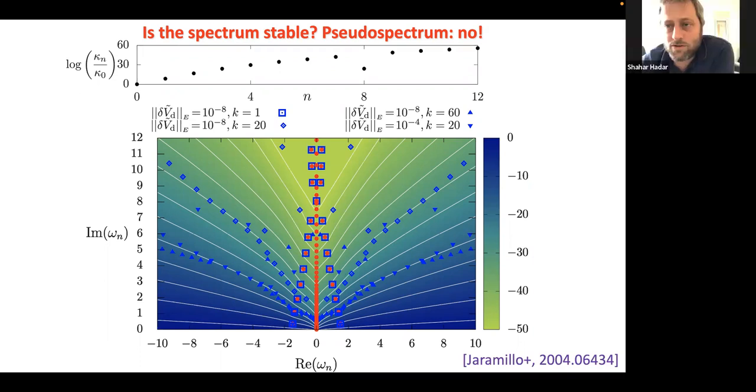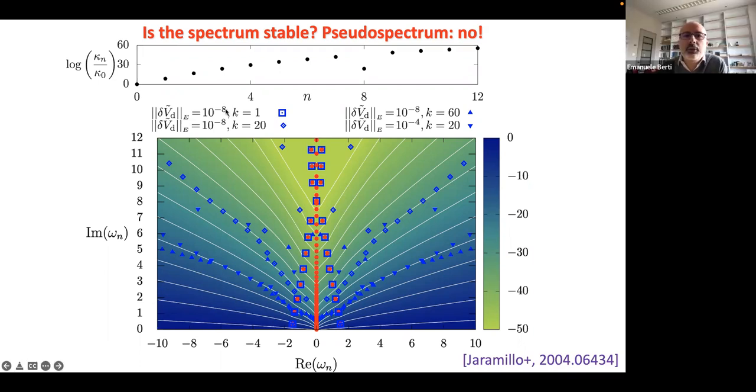Does this depend on the amplitude of the perturbation? It does. In fact, you see here that you take perturbations of order 10 to the minus 8, and then you go to the order 10 to the minus 4. The larger the amplitude, the easier it is to destabilize. But for a given amplitude, large k modes are more likely to destabilize the spectrum. So this is very interesting.